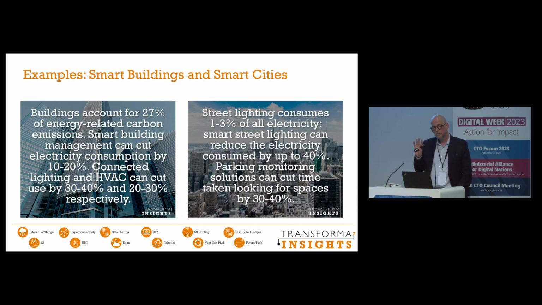On the right-hand side, what I'm showing is some smart cities-related use cases. Street lighting being quite a considerable drain on electricity consumption in many markets. Depends on how dark it gets, shall we say. But it can consume between 1% and 3% of electricity within a country. And using smart street lighting can reduce consumption by up to 40%. And then we have other solutions like parking space monitoring, which can reduce idling time and driving time for looking for parking spaces by 30 to 40%.